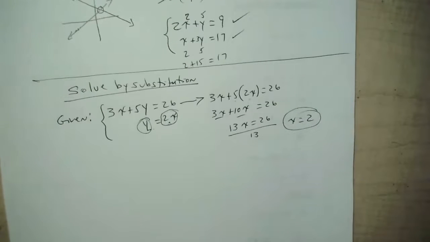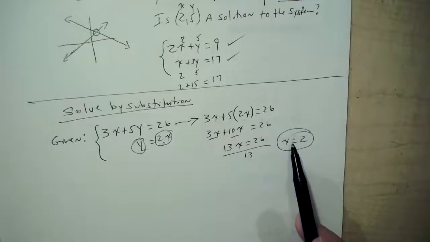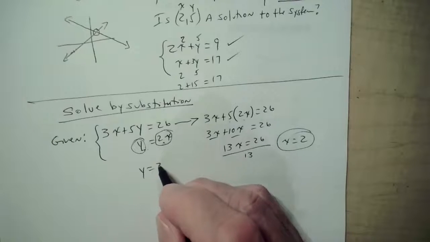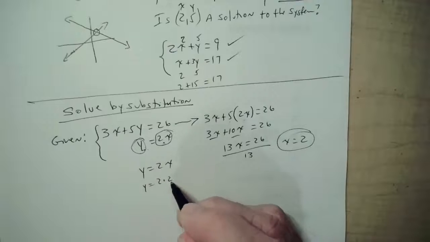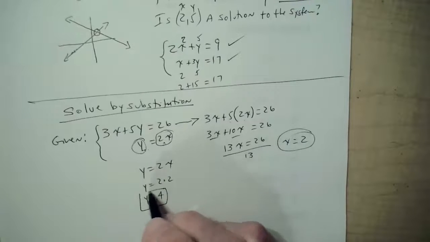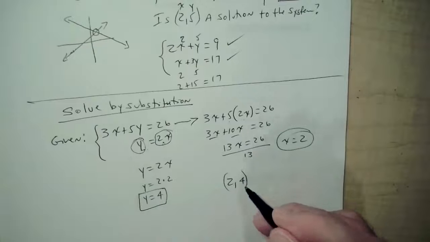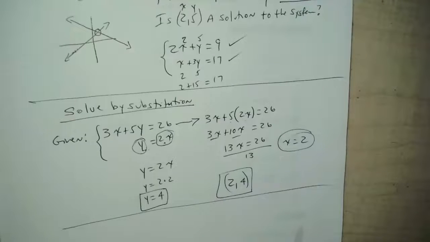This is not the solution. The solution is a point, and it's to be written like a point. Now we know what x is. We don't know what y is, though. Now you can plug 2 into either equation. Make it simple. This one's already solved for y, so let's use that one. So y equals 2x, but instead of x, we're going to plug in 2. So y is 2 times 2, so y is 4. So the solution to this is (2, 4), (x, y). Now we get a little bit more involved in this, but really not too terribly much.